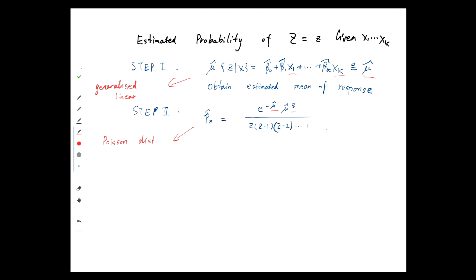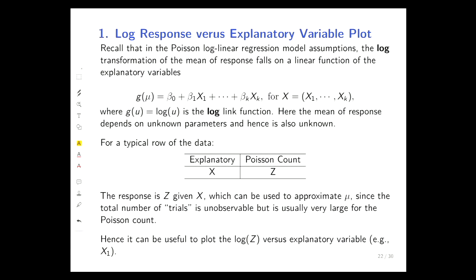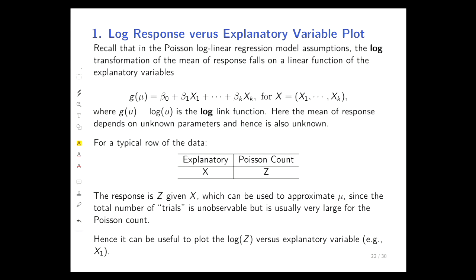So I need to write it again. Estimated probability of z equals the lowercase z, given values of x. And also we can use the three diagnostic tools to help us perform the diagnostics of the Poisson log linear regression model.